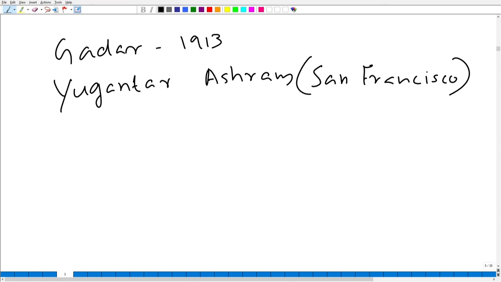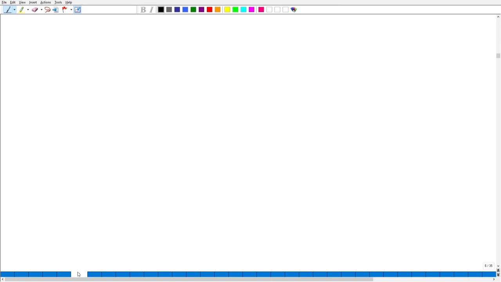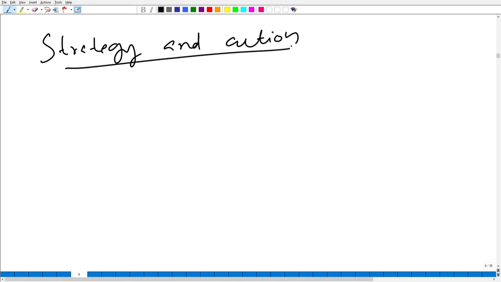The headquarters of Gadhar Party came to be known as Yugantar Ashram. It was located in San Francisco. Now we are going to analyze the strategy and action of Gadhar Party.